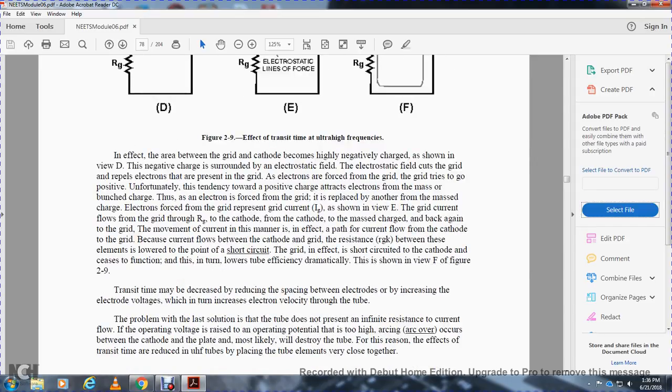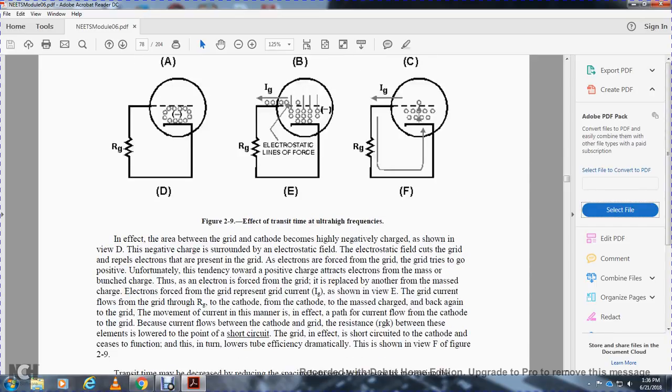In the area between the grid and the cathode, because of the heavily negative charge of the electrons, the electrostatic field cut off at the grid repels the electrons. Unfortunately, the positive charge tends to attract the electrons, and the mass charge of the bunched electrons forms another mass charge with the electrons moving toward the plate. This is shown in view E, with the grid current through the grid and the DC plate current. They show the mass charge moving back again toward the grid with the movement of the current.